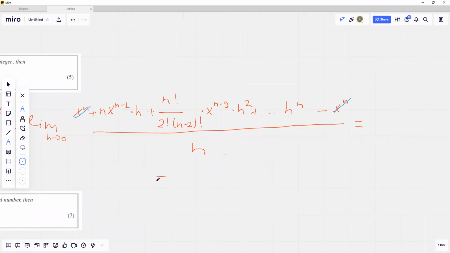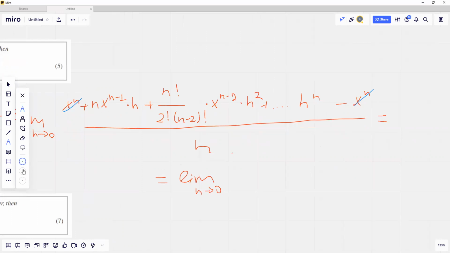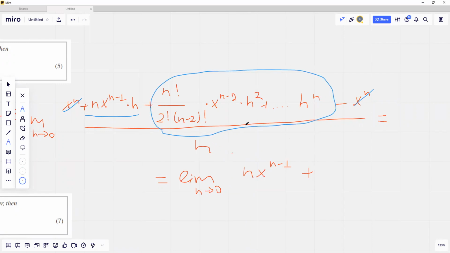Then let's see what's going to be left. Limit when h is approaching 0. Let's pay closer attention to this term here. So h is going to cancel out, and we'll end up with n x to the power of n minus 1, plus this huge expression of other left terms. Now, if you pay closer attention, we can see that when we cancel their h with an h in denominator, all these terms here are going to have a factor of h to some power.